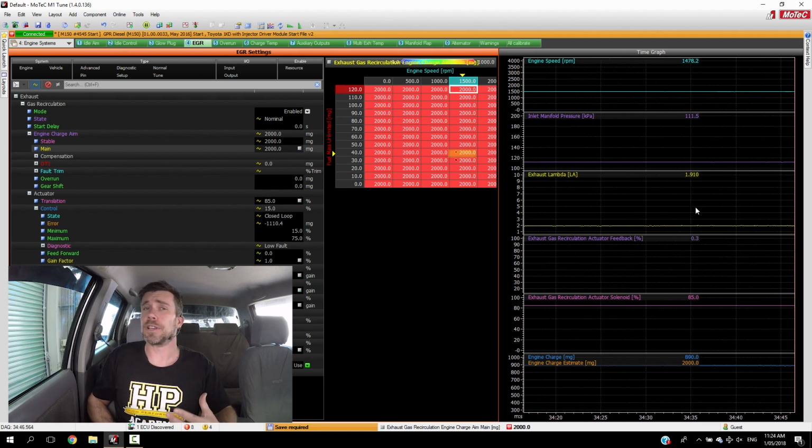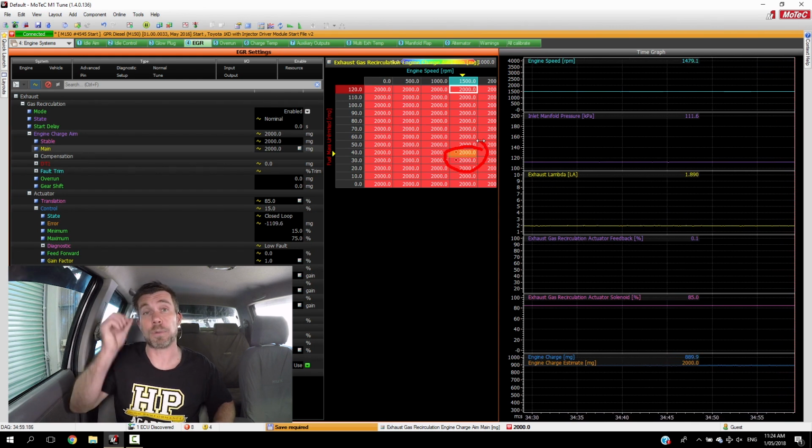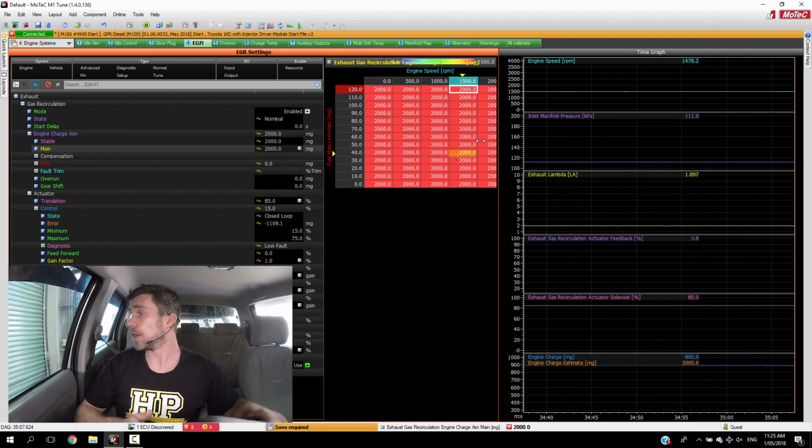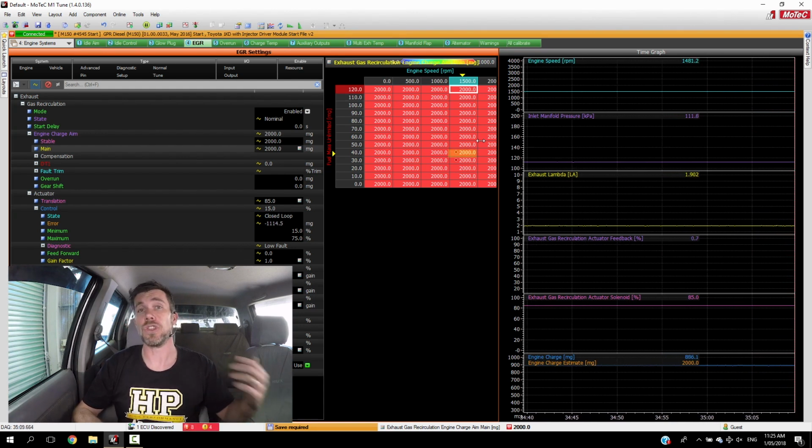Now, with that out of the way, we're going to perform this test at a fixed point. We're going to maintain about 40 milligrams of fuel delivery and 1500 RPM, and we're running the car right now in 4th gear on our dyno. So we can see the cell that we're currently operating in highlighted here in our exhaust gas recirculation engine charge aim main table.